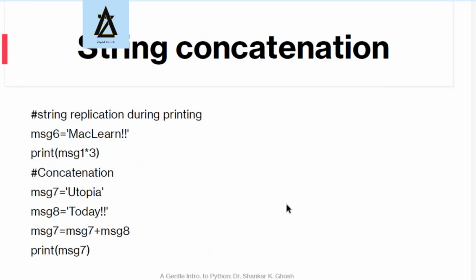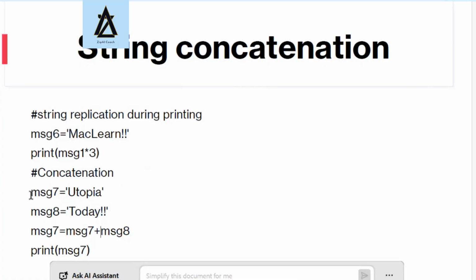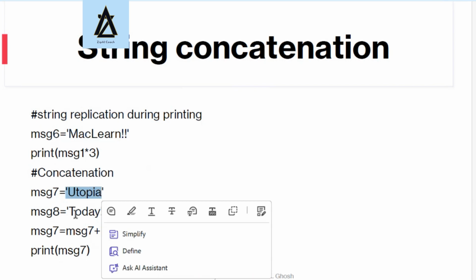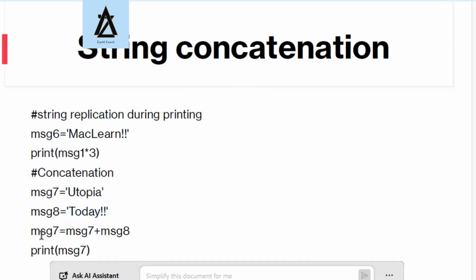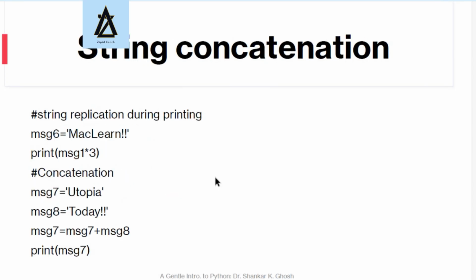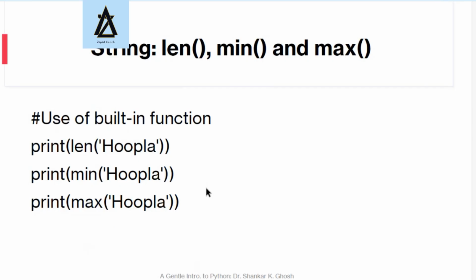So string concatenation is a very important aspect of the Python programming language. This can be done using classes. For example, if you write MSG7 equal to Utopia, MSG8 equal to today, then MSG7 plus MSG8, you store that and then print it, you will see Utopia today.